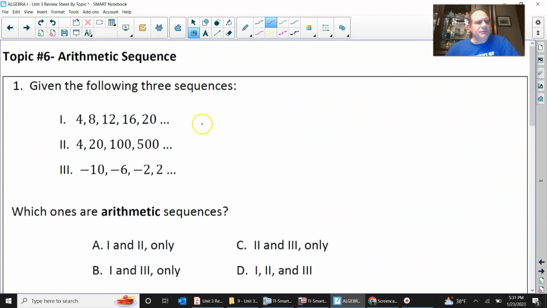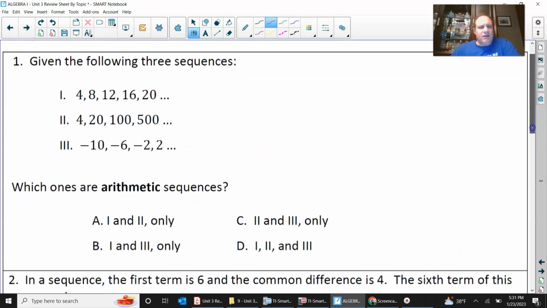All right, topic number 6. Given the following sequences, which ones are arithmetic sequences? Remember, an arithmetic sequence is either addition or subtraction. If anything has multiplication, that's not an arithmetic sequence. So we're going to just see what the common difference is. This is plus 4. This is plus 4. This is plus 4. This one is an arithmetic sequence.